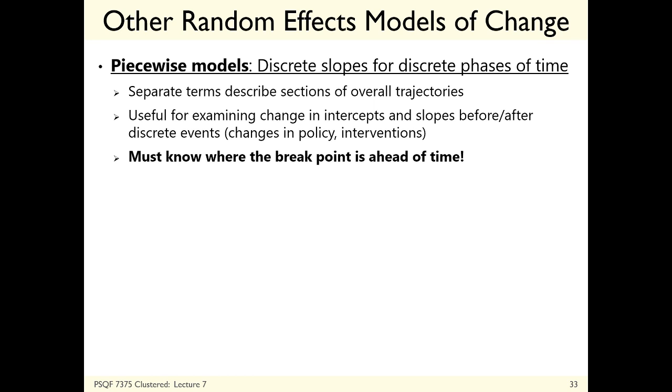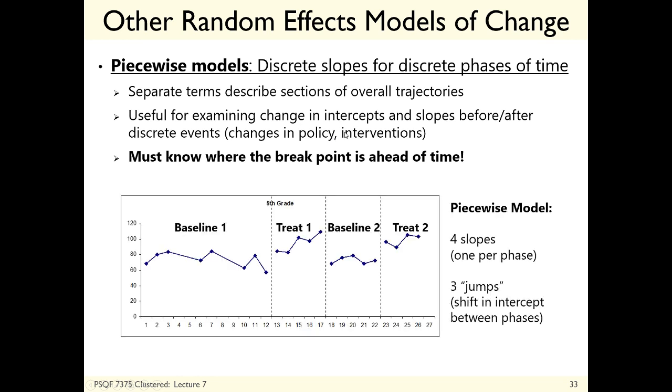The latter, where the model has to estimate the knot as another parameter, those are known as latent knot, or trying to think of the other words for it. Yeah, latent knot or unknown knot, something like that. The ones that I'm showing you here are the former, where you know where the knot is. So here is an example from a former student. This was a multiple baseline intervention study designed to increase positive behaviors in 5th graders.